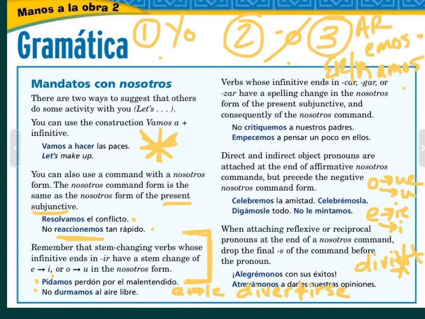So looking at the second example they have here, no durmamos, let's not sleep, the yo form would have been duermo, okay? But we don't want the UE in the nosotros form, we just want the U, which is where no durmamos came from, okay? So again, those are your stem changers. It's only your IR stem changers, and it's only in the nosotros form that they do this. The E's go to I's, not IEs, and the O's go to U's, not UEs.